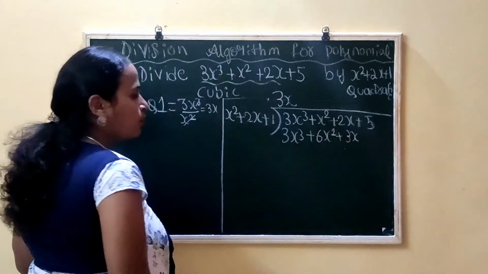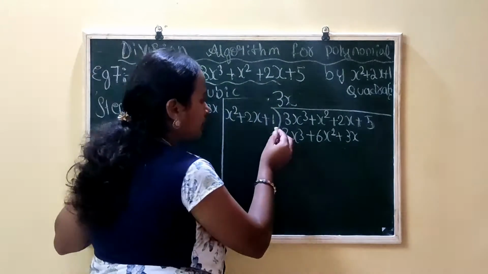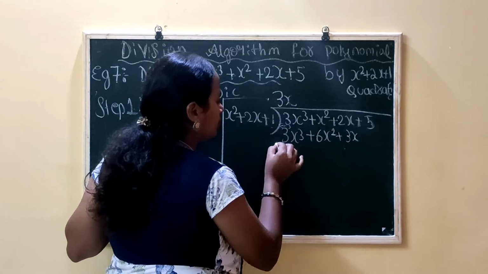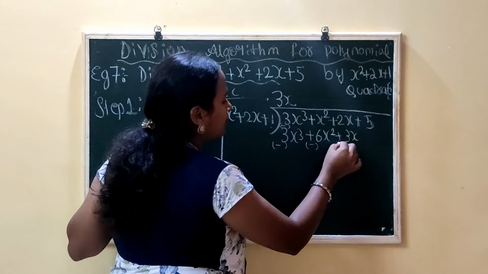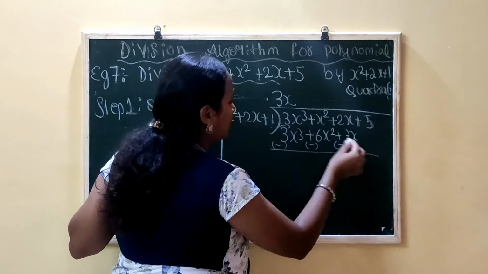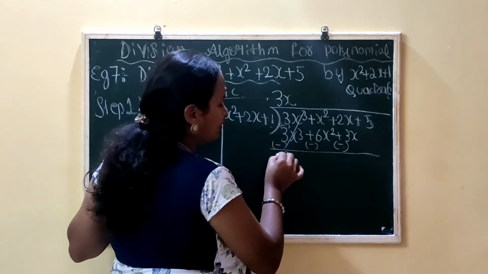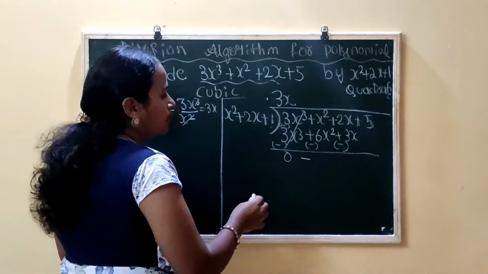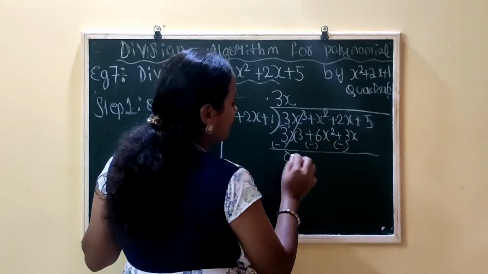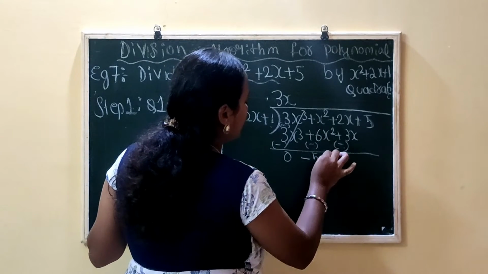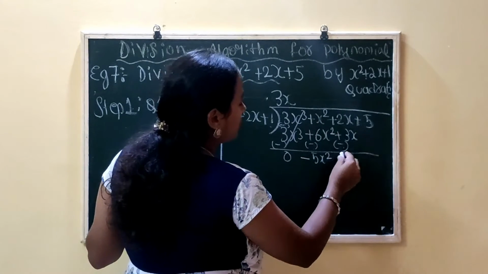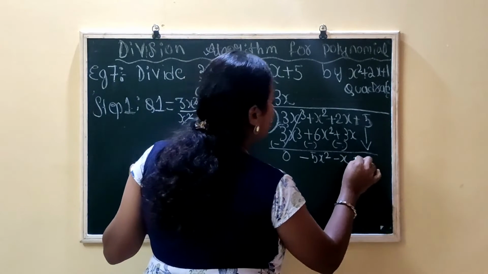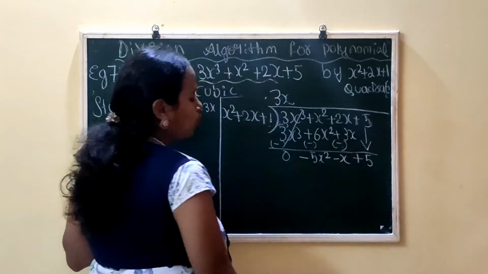Okay. So now I am going to perform subtraction. Here it will be minus, minus, minus, so 3x cube minus 3x cube is gone. We will get 0. Plus into minus will be minus, so minus 6x square plus x square will give you minus 5x square. Then plus 2x minus 3x will give you minus x. Now bring the next term down, that is plus 5.